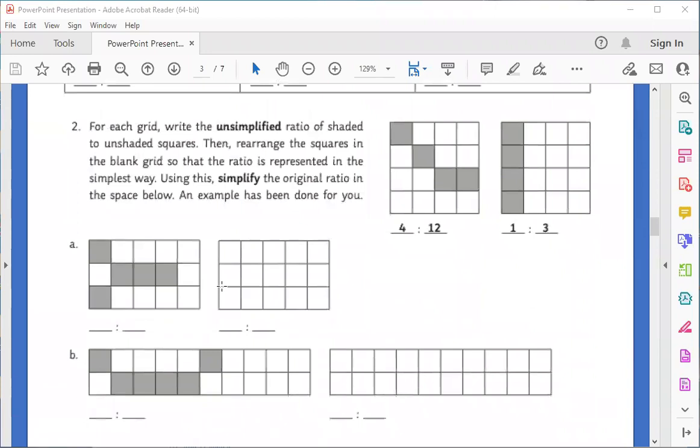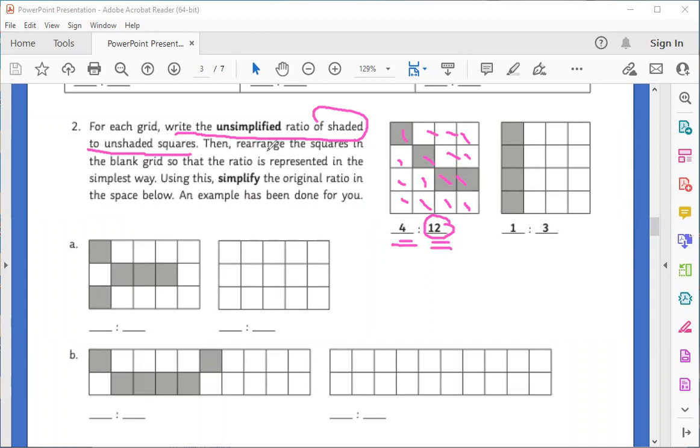Now, let's look at this example, all right? For each grid, write the unsimplified ratio of shaded to unshaded squares. For example, look at this. 4 shaded, 1, 2, 3, 4, to unshaded, 1, 2, 3, 4, 5, 6, 7, 8, 9, 10, 11, 12. That's where you get the 12. So shaded to unshaded.